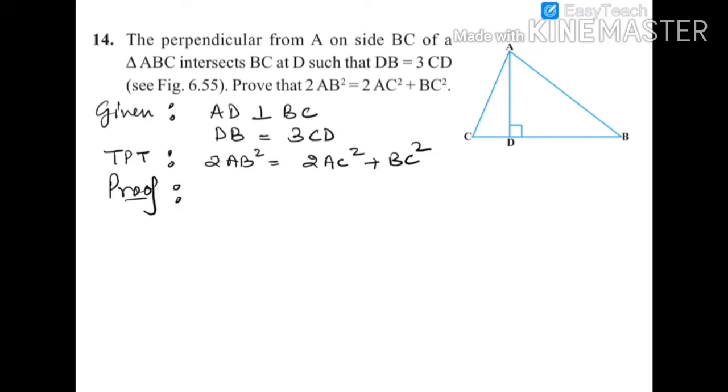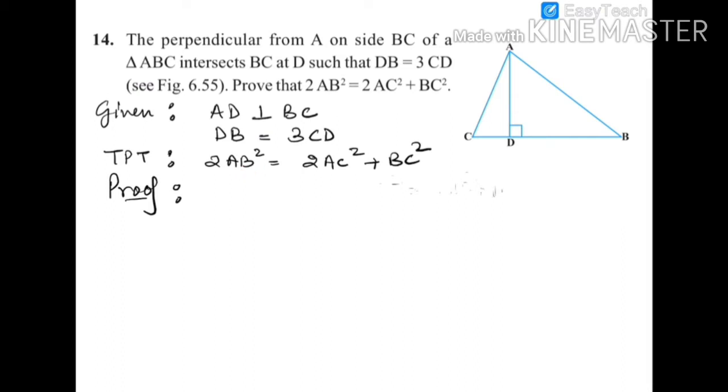Notice from the figure that we have two right triangles, triangle ACD and triangle ADB. So we can apply Pythagoras theorem in these two triangles. Also, we can use this information that is given, DB equal to 3 times CD. In order to prove this equation, we will start the proof from one of its terms. So let's start from AB.